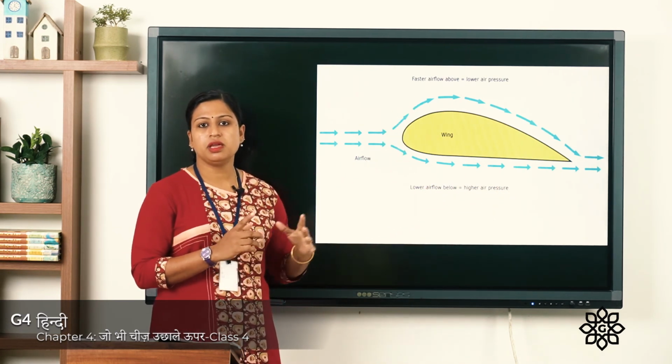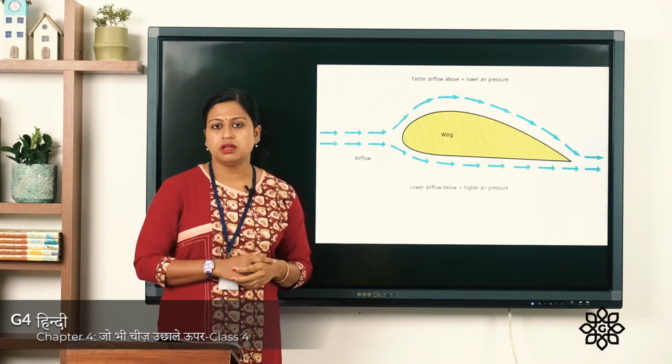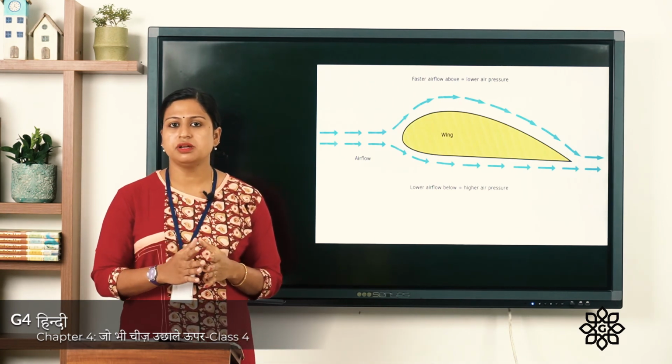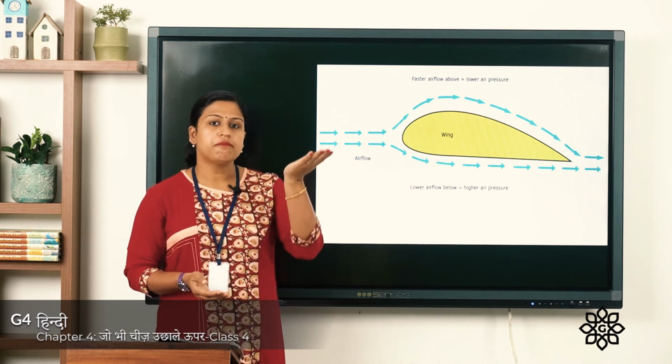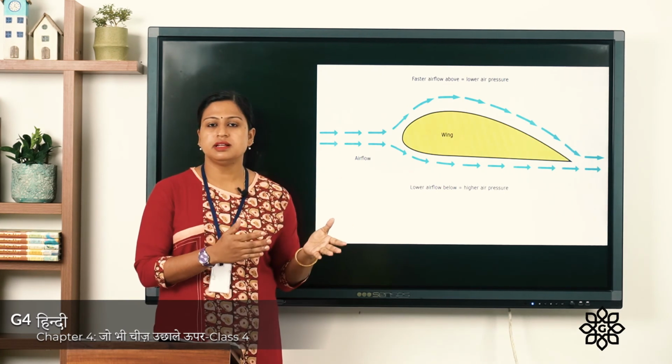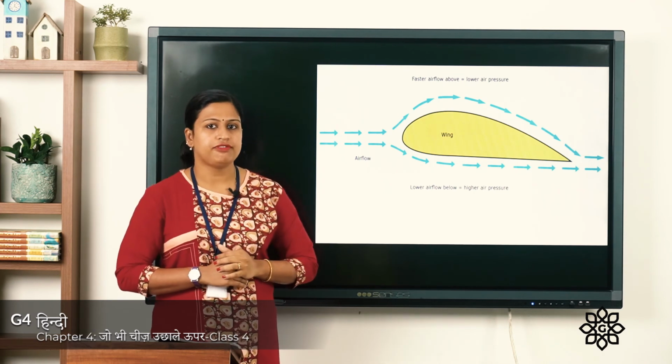So you can see the variation in the air pressure. This variation of air pressure results in lift force. Lift force is the upward force which results in the airplane flying. So this is the basic information about the forces that are applied in the aircraft which allows it to fly.